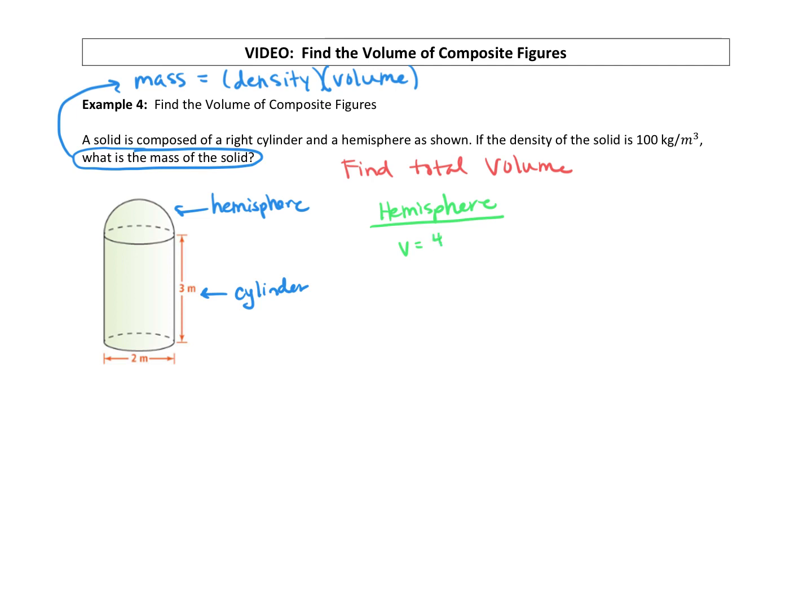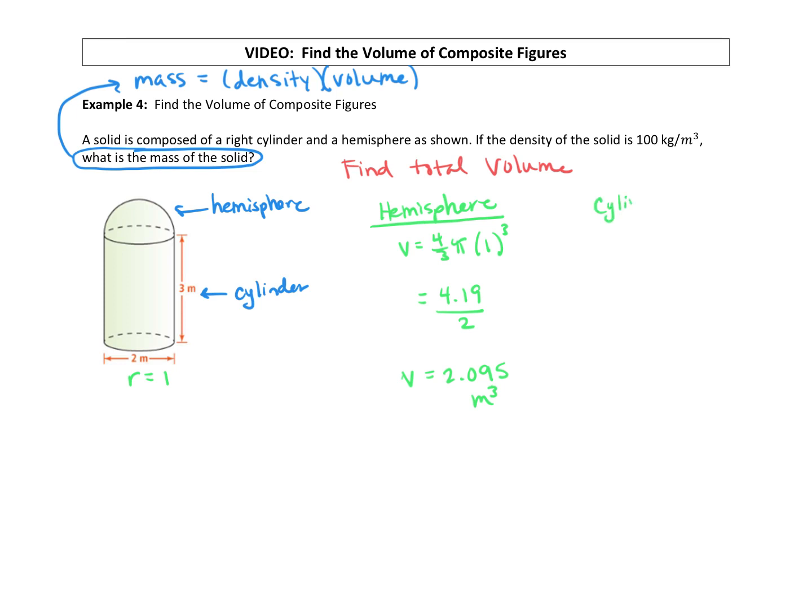So our volume is 4/3 pi times our radius. They did not give us the radius. They give us the diameter straight across. But we know to take that and cut it in half. So our radius is 1 meter. So 4/3 times pi times 1 to the 3rd power. We calculate that out and we get a total volume of 4.19. But because it's a hemisphere, we're going to go ahead and divide that by 2. So the volume of our hemisphere is 2.095 meters cubed.